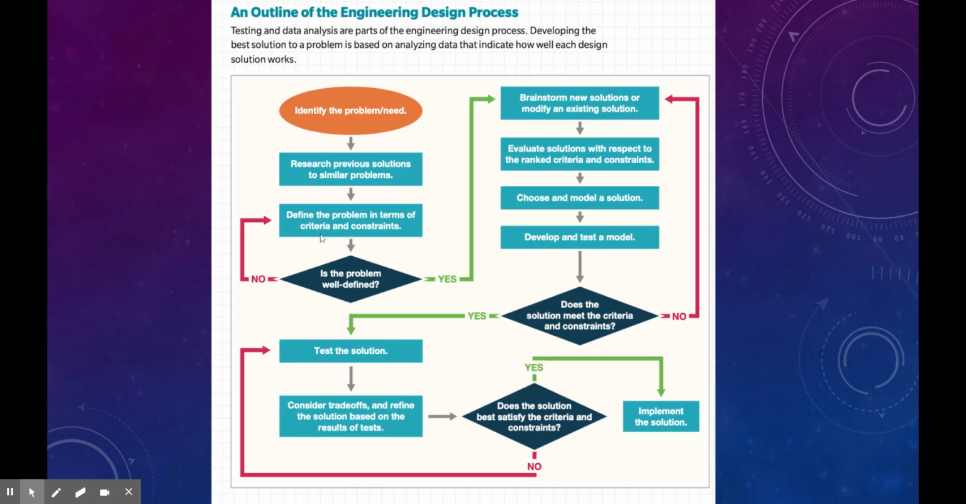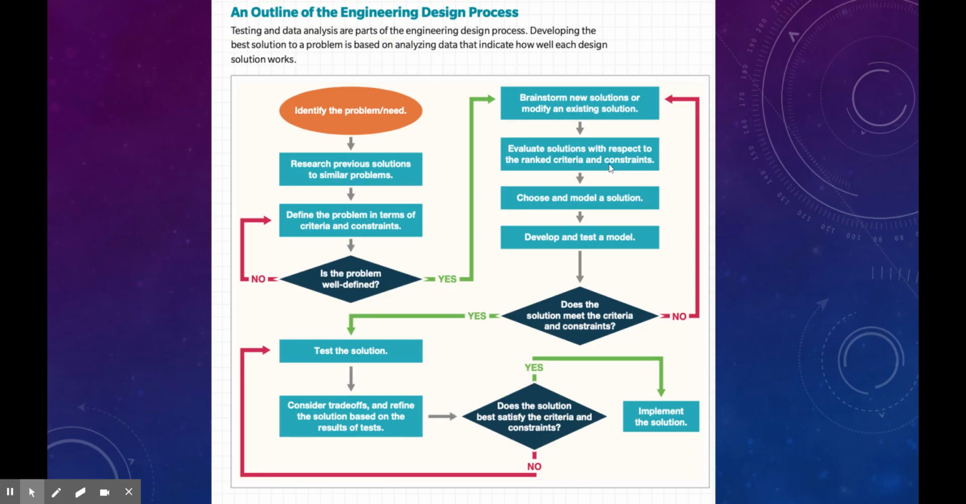So the criteria are the things that it needs to be, and the constraints are the things that it cannot be. So like a car, it needs to be able to travel 65 miles per hour. It cannot cost more than $25,000, okay? Once it's well defined, then you can brainstorm new solutions or modify existing solutions, because remember, you already researched existing solutions to similar problems. Evaluate solutions with respect to the ranked criteria and constraints.